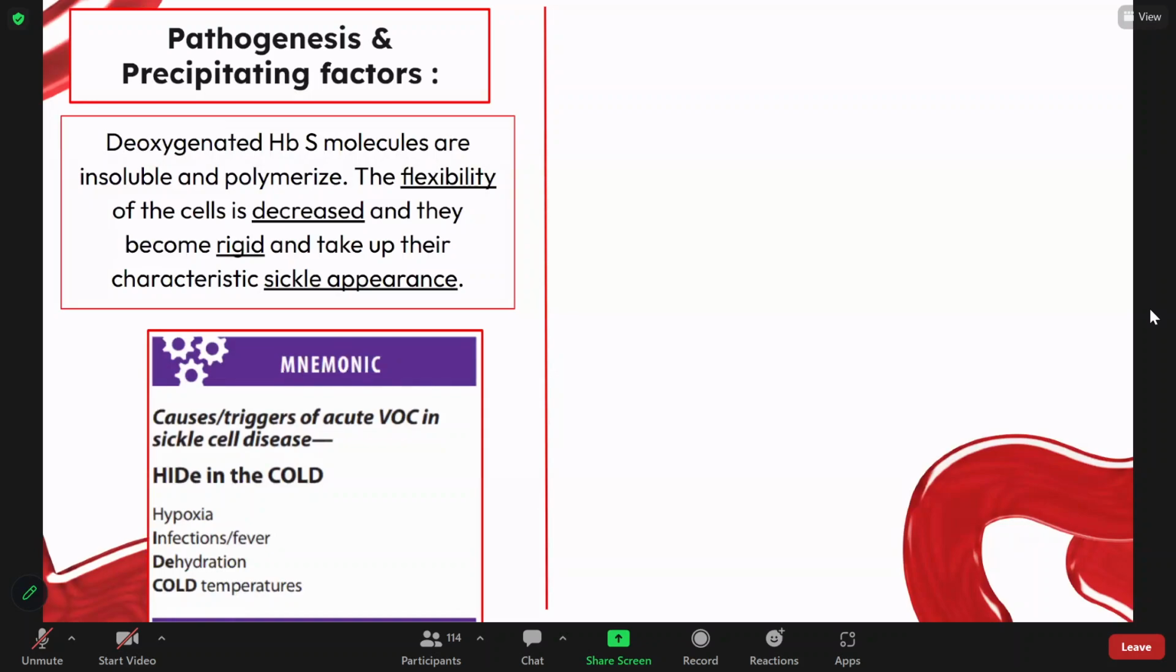There are some factors that trigger the sickling, leading to more sickling, which are the precipitating factors, either due to a decrease in hemoglobin affinity for oxygen, vasoconstriction, or increased concentration of hemoglobin S in the blood, like in cases of hypoxia and acidosis, infection and fever, dehydration, cold temperature, stress, and pregnancy.